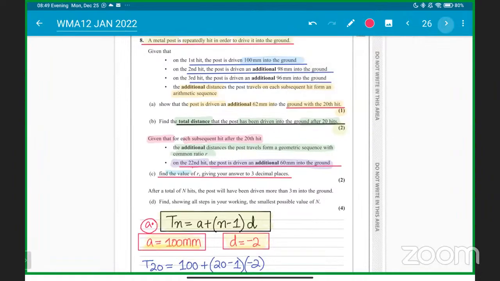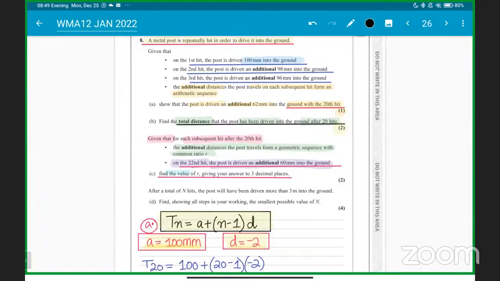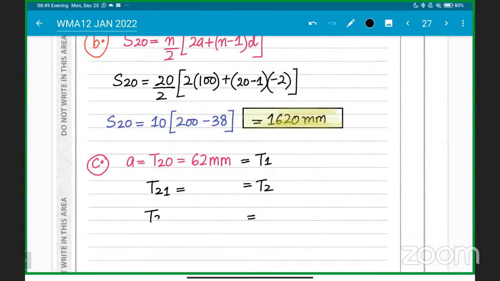So here we go. This is the first term, right? If we call this the second term, it will be hit number 21. And because we have to go to the 22nd hit, when the nail is hit the 22nd time, the 22nd hit is the third term.